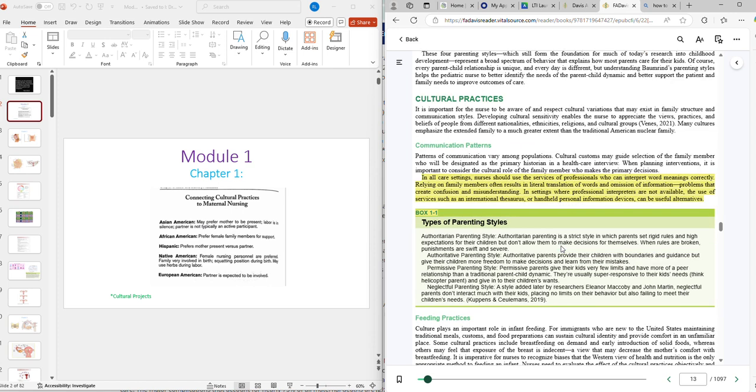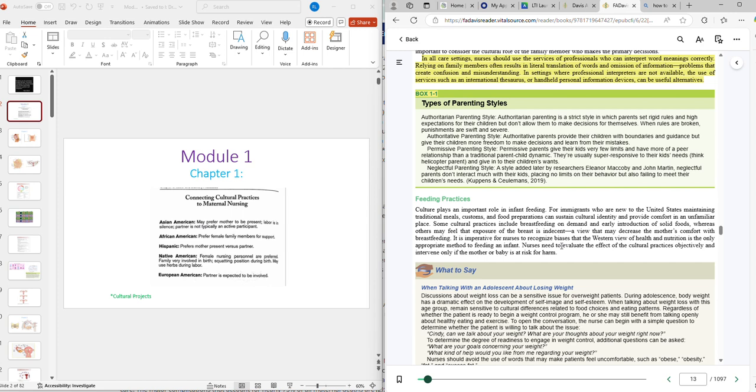Then it starts talking about different parenting styles. You can see over here on this slide, it gives you cultural practice for maternal nursing: the Asian American, African American, Hispanic, Native American, and European American, and what they may believe as a culture dealing with maternal nursing.